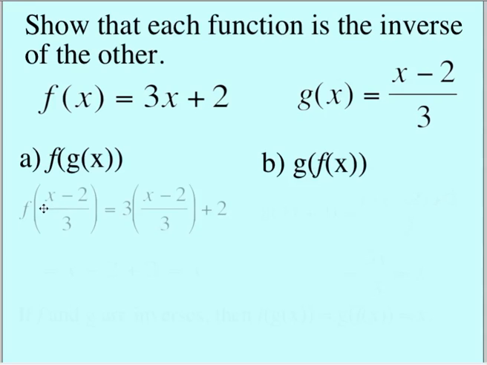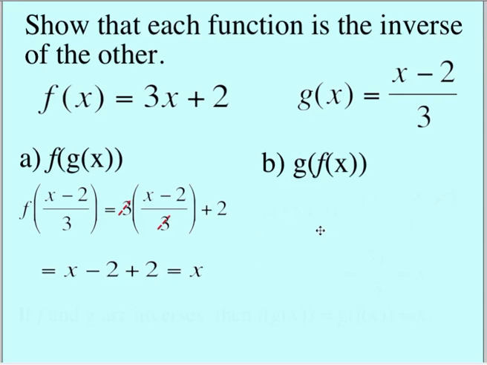So when I do that, it's going to be f of x minus 2 over 3. When I plug my g function into f, it looks like this, 3 times x minus 2 over 3 plus 2. Then the 3's cancel out, and I get x minus 2 plus 2, which simplifies to x.